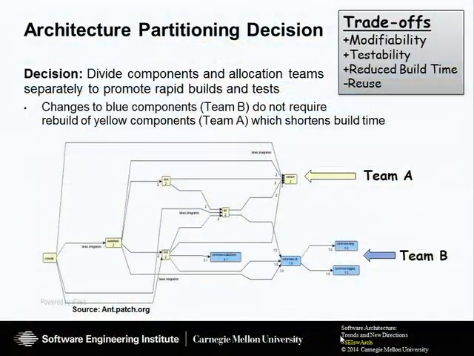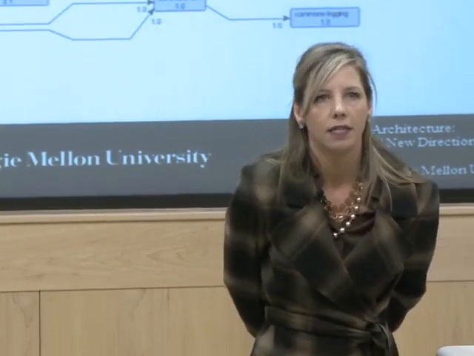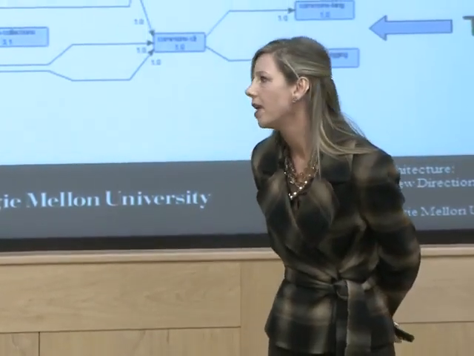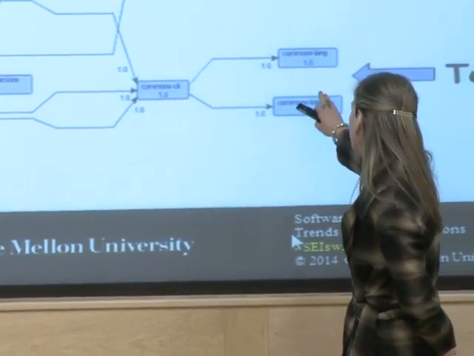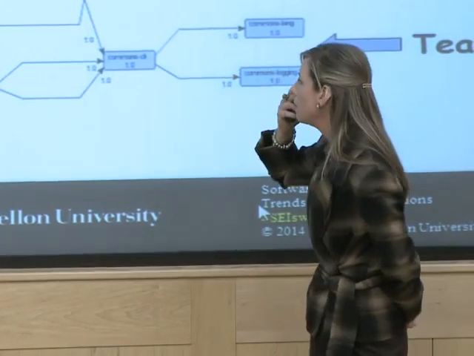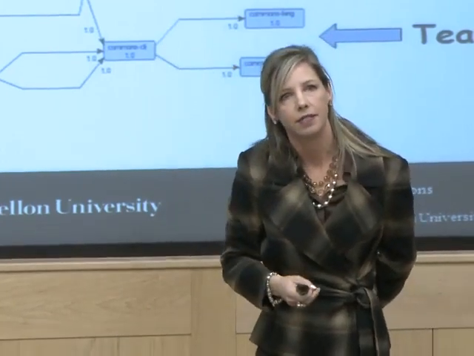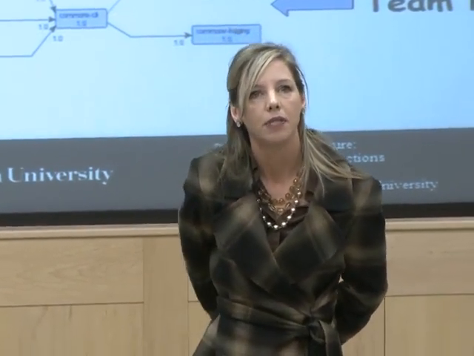So the first decision I'll talk about is a decision a project team made to divide components and allocate teams separately to promote rapid builds and tests. Basically, they separated out their team and allocated the team to different sets of modules, working in two parallel paths. What this does is allow them to reduce their build time. If Team B has to make a change to the blue components, they don't necessarily have to rebuild the entire system. So it shortens that build time a little bit.